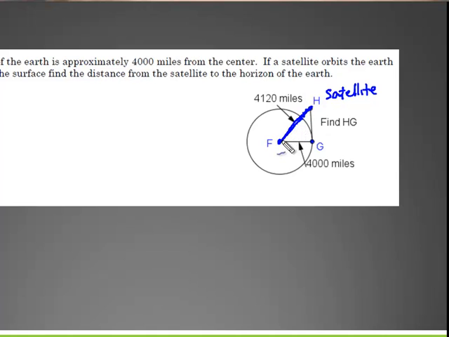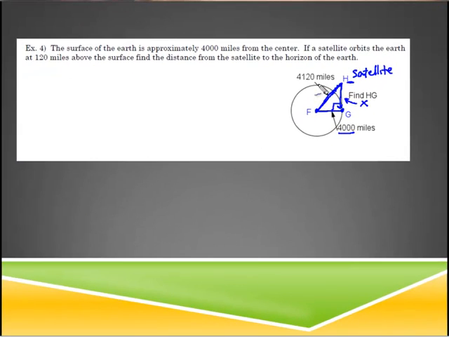Now, the distance from F to G, again, is just the radius of this cross-section of the Earth, so it's also 4,000 miles. If I want to find the distance from the satellite to the horizon of the Earth, that's from H to G. Here's my horizon, right? If I look off here, I can see the satellite just over the horizon. This distance is really just a leg of the right triangle I created, because remember, HG is tangent to this radius. So I've created a right triangle in which I know 2 out of the 3 sides, and whenever I have 2 out of 3 sides, I can find the third side using the Pythagorean theorem.